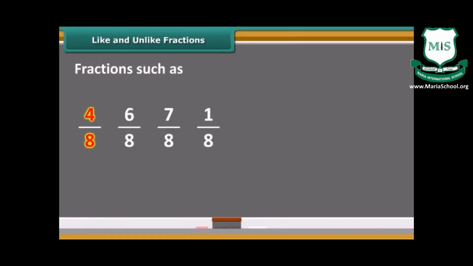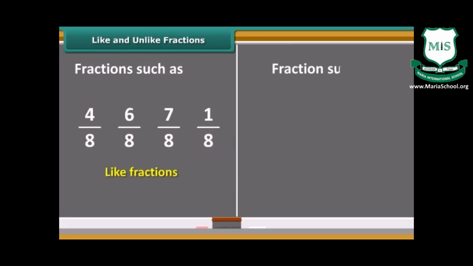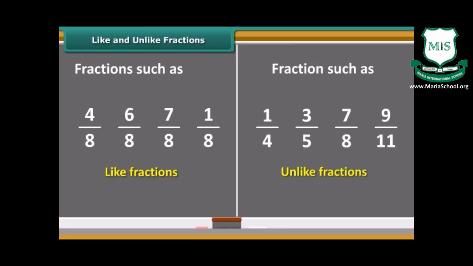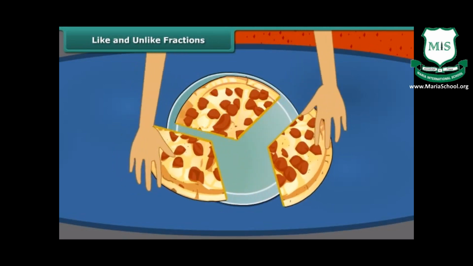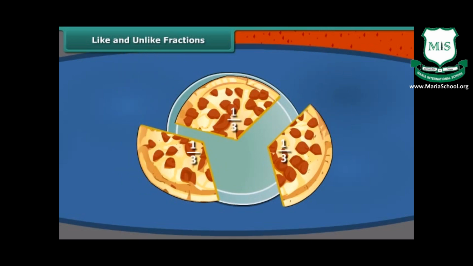Fractions such as 4/8, 6/8, 7/8, 1/8 with same denominator are called like fractions. Fractions such as 1/4, 3/5, 7/8, 9/11 with different denominators are called unlike fractions. Looking at the question we earlier asked, we can say that each of them, Rahul, Reema and Nina, received 1/3 part of pizza. Notice that this is also an example of like fractions.